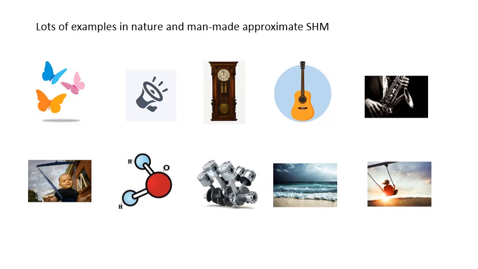A guitar string, the sound in a saxophone, a baby bouncing up and down, the water molecule, bits of an engine, waves on the sea, water molecules as the wave passes by, a kid on a swing. These are all approximately SHM. And by using the model, we can do things like work out the forces acting, work out the accelerations, work out useful stuff.